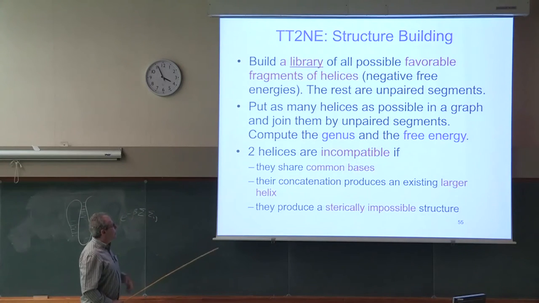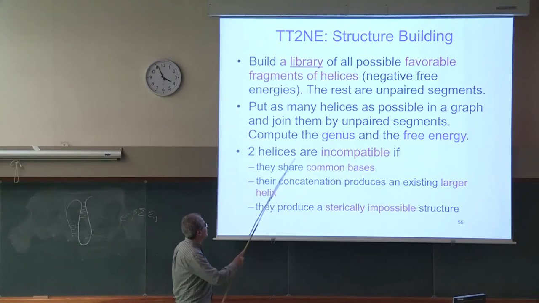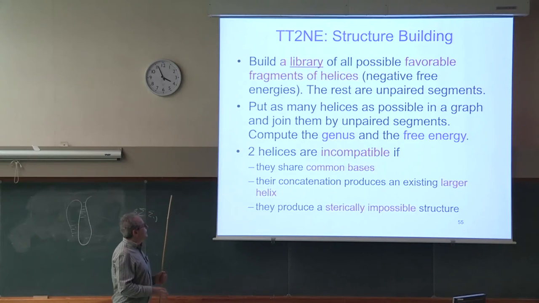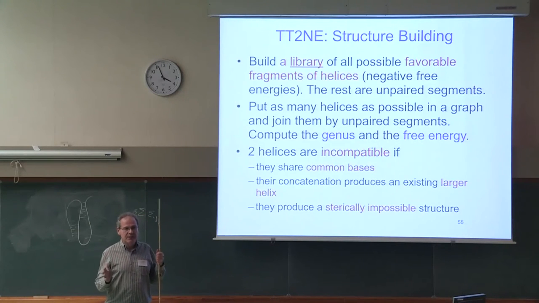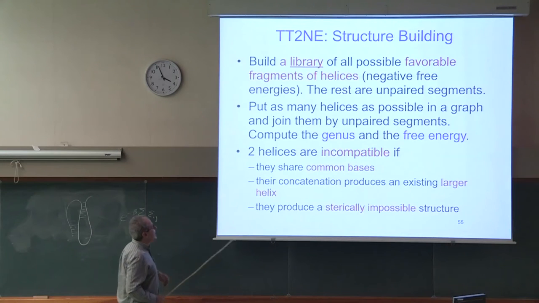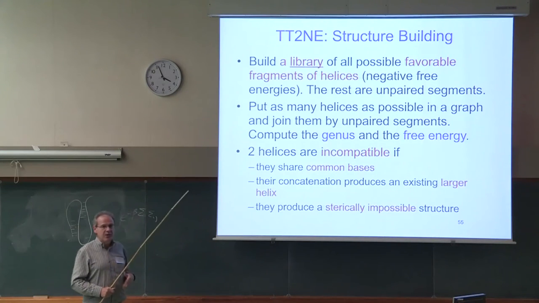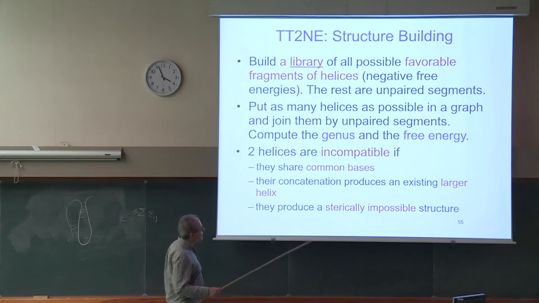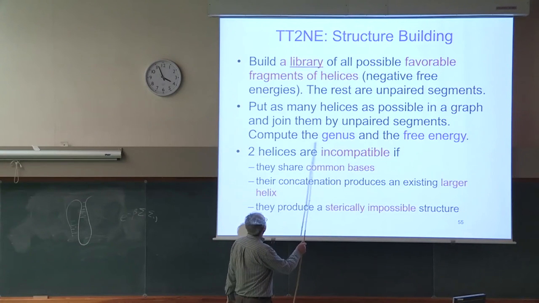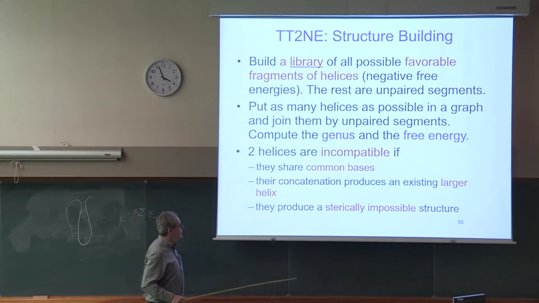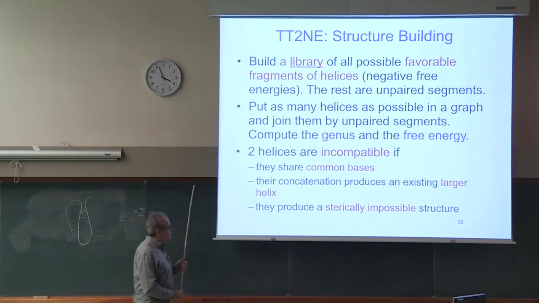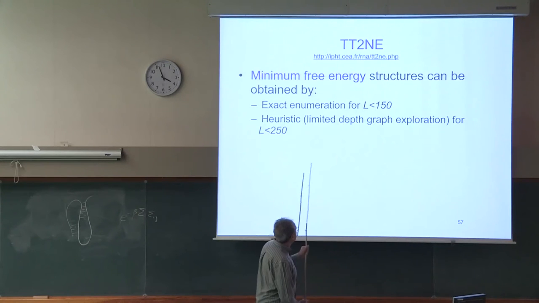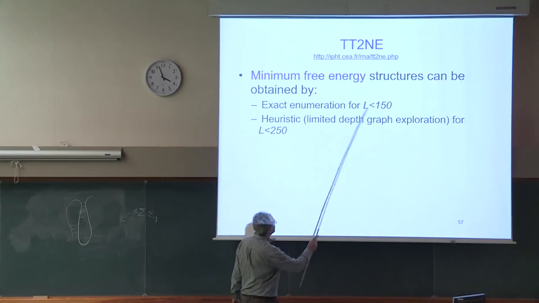One is, once you have generated such a graph, you compute the genus, you compute its free energy, and therefore you have a library. So there are two ways to do it. For short enough sequences, you can do this exhaustively and get the exact enumeration of all the possible fragments and therefore of all the folded structures, and then you calculate its free energy by using this parameterization, and then you look at which one has the lowest free energy. The enumeration can be done exactly for sequences up to 150.